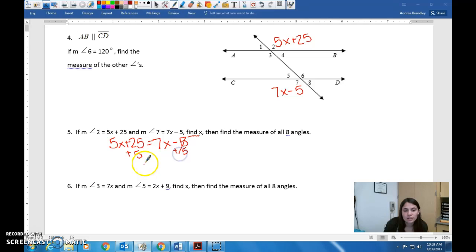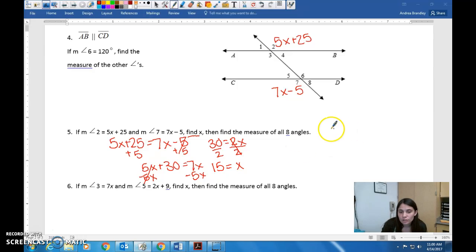then these cancel, and I have 5x plus 25 plus 5 is 30, equals 7x, and then I want all those x's on the same side, so I'll go ahead and minus 5x from both sides, and then I have 30 equals 7x minus 5x, which is 2x. I can divide by 2 on both sides, and x equals 30 divided by 2, which is 15. So that's my first part, x equals 15.